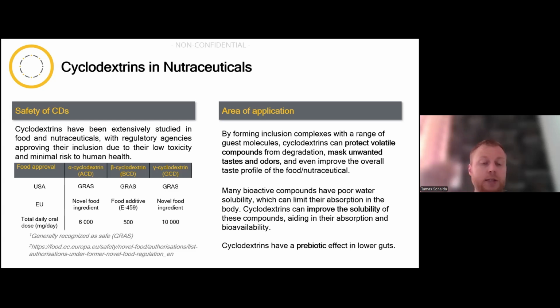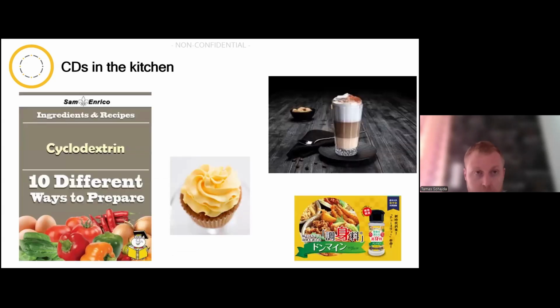As you can see, similarly to pharma, you can dose alpha and gamma in fairly high amounts, so 6 and 10 grams a day, while beta cyclodextrin has a lower limit. But also, when you develop a formulation with beta, it's not as convenient because beta has a fairly low water solubility. In general, the use of cyclodextrins in the nutraceutical space is very similar, by the way, to pharmaceutical applications. So it's taste masking, odor masking, improving solubility, stability, and so on. And they also have some prebiotic effect.